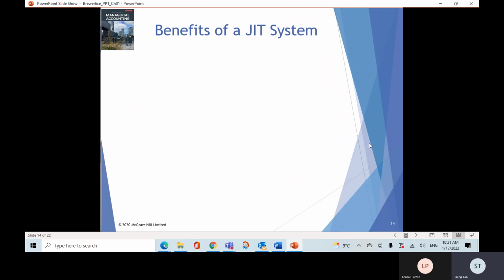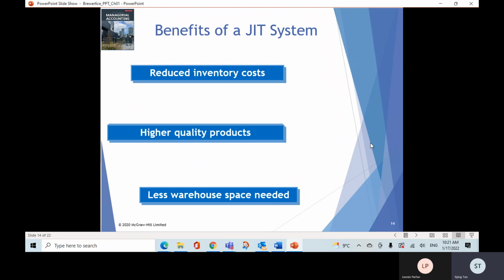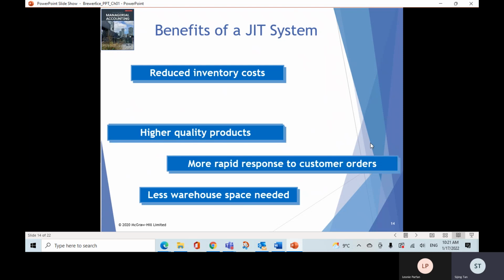So the benefits of the just-in-time system: reduced inventory cost, higher quality products, greater customer satisfaction, and less warehouse space needed.